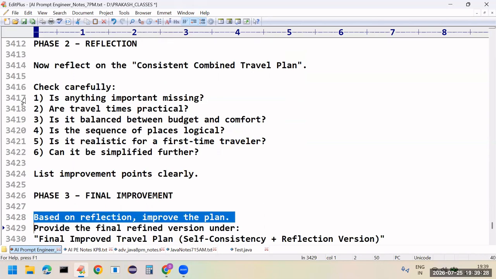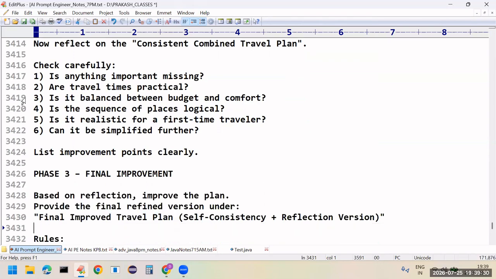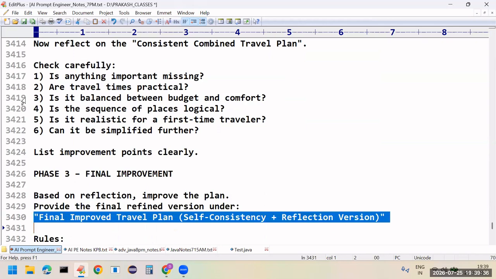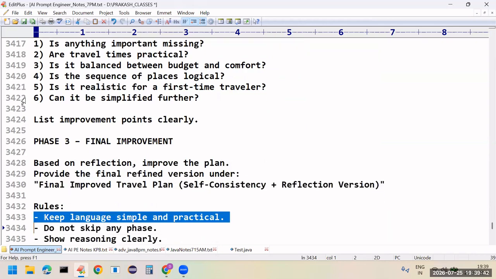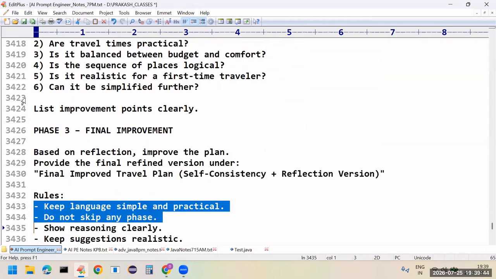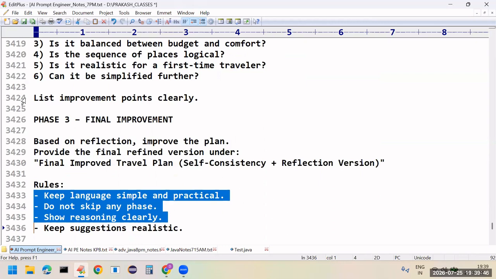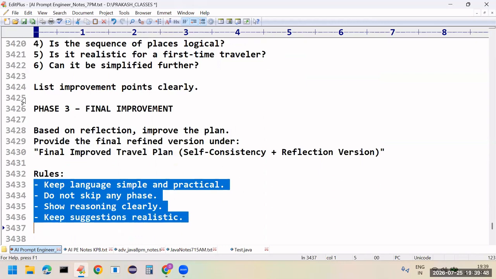Final improvement. Based on the reflection, improve the plan and provide the final refined version under final improved travel plan, that is the self consistency plus reflection version. Now, rules. Keep the language simple and practical. Do not skip any phase. Show reasoning clearly. Keep suggestions realistic.